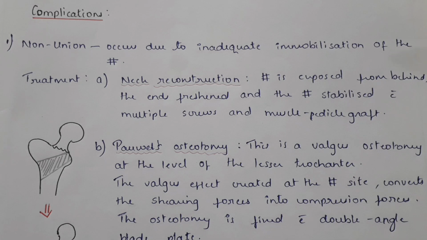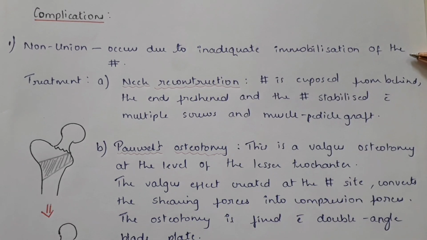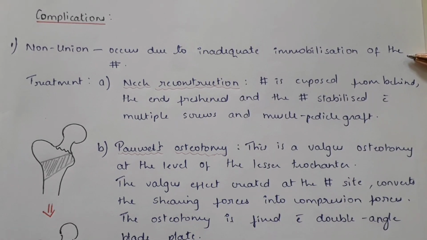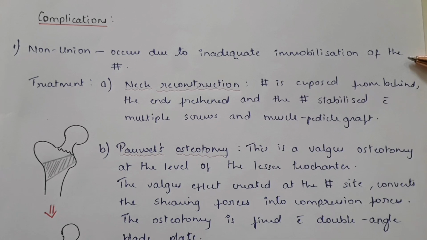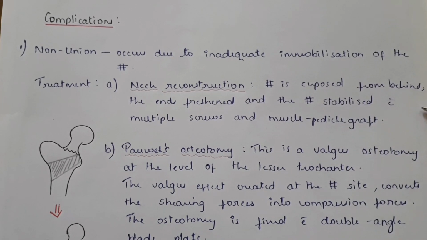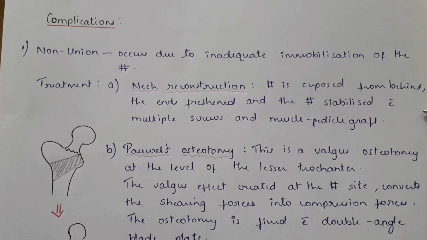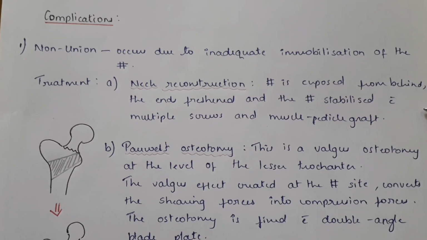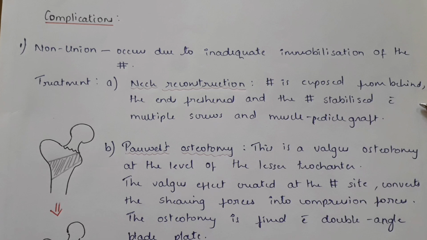Complications of fracture of neck of femur: non-union, which occurs due to inadequate immobilization of the fracture. Treatment for this includes neck reconstruction, wherein the fracture is exposed from behind. The ends are freshened and the fracture is stabilized with multiple screws and muscle pedicle graft.